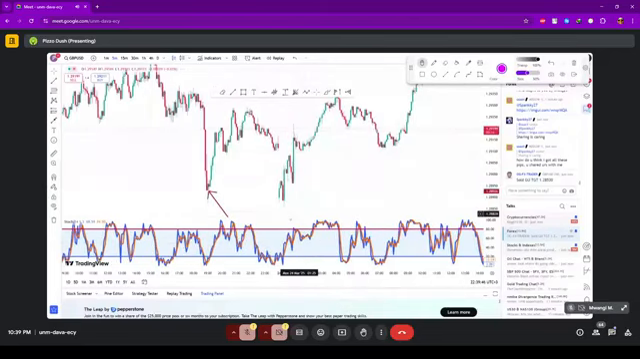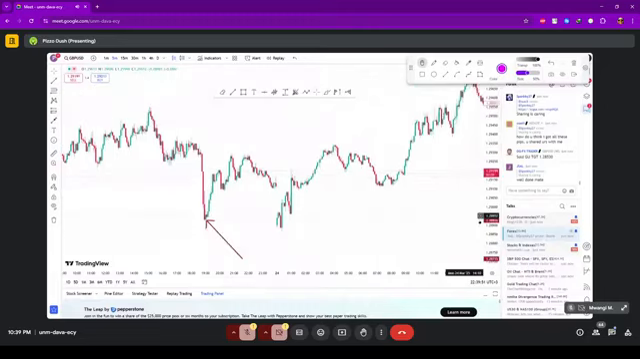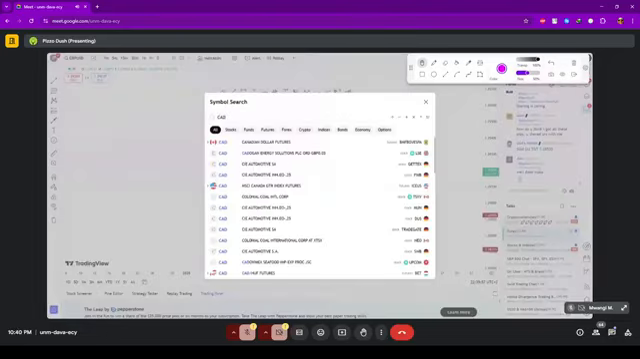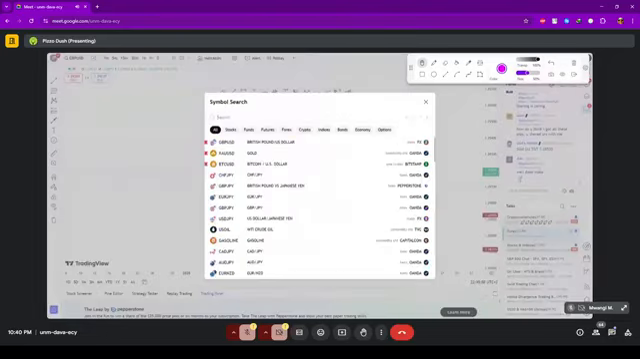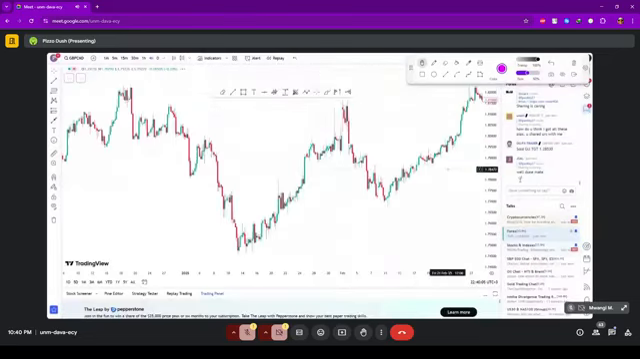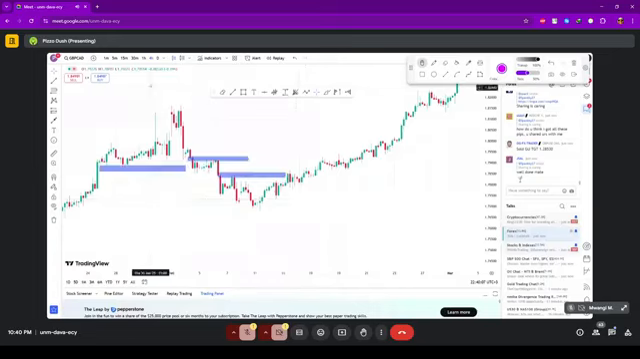Now get rid of the stochastic oscillator, then go back to the chart. Let's say this is another currency pair, maybe GBP CAD. I don't know whether this currency pair exists. Yeah, GBP CAD like this now.